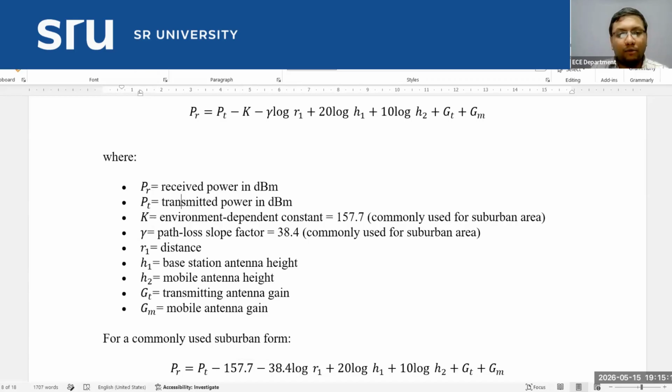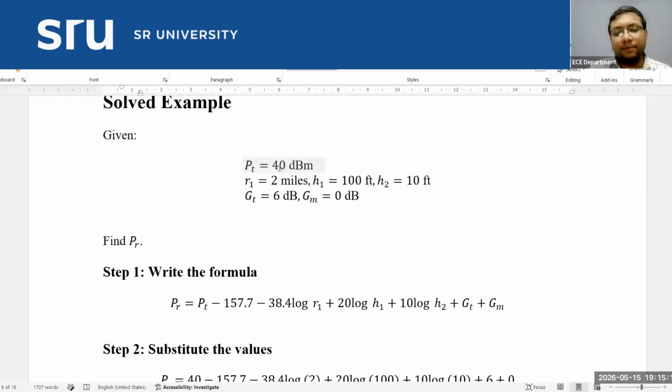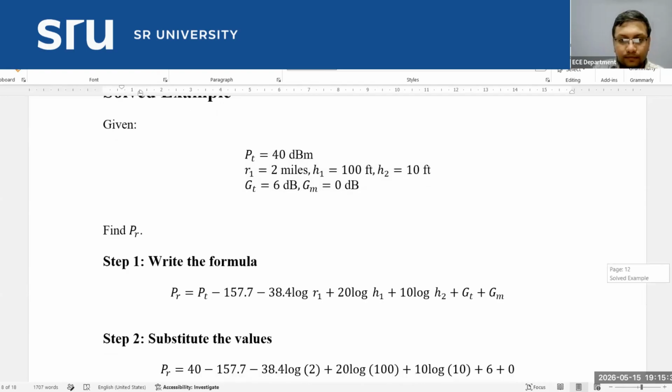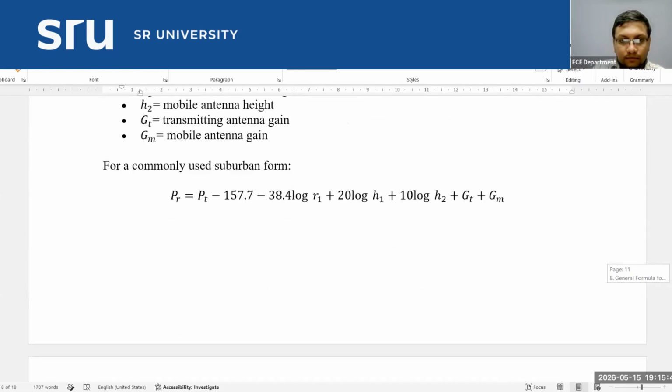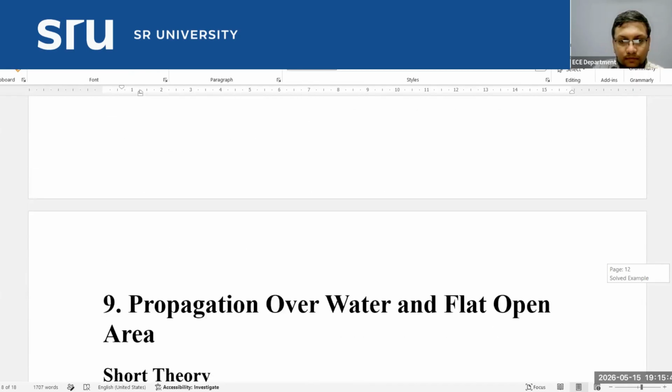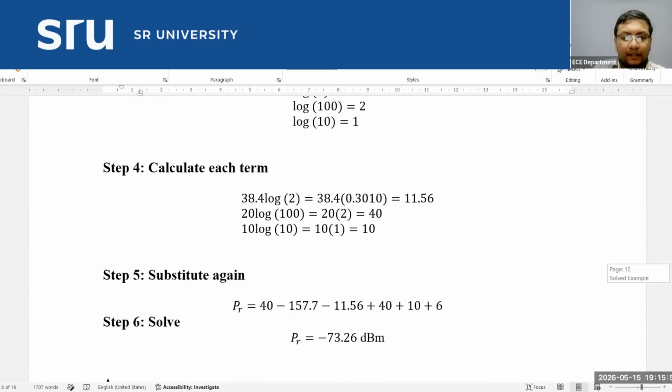So let us solve one problem. It is given that the transmitted power is 40 dBm. R1, the distance, is 2 miles. H1 is 100 feet. H2 is 10 feet. GT is equal to 6 dB and GM is equal to 0 dB. So we will simply apply this formula. And finally, we will get PR equal to minus 73.26 dBm.